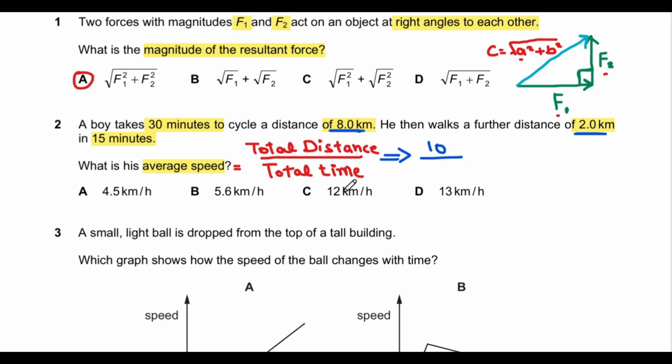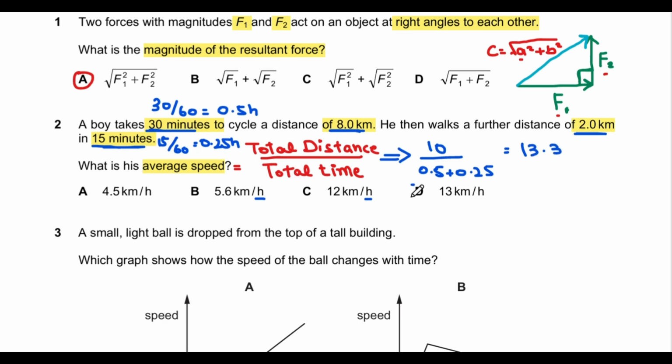Now the total time: for 8 km he takes 30 minutes, but we need the time in hours. So what will I do? I'll convert 30 minutes into hours by dividing 30 by 60. So it would be 0.5 hours for 30 minutes, and we will do the same for 15 minutes as well. 15 divided by 60 is 0.25. So the total time taken by the boy is 0.5 plus 0.25, and this would give 13.3 as a final answer. That means D is the correct option.